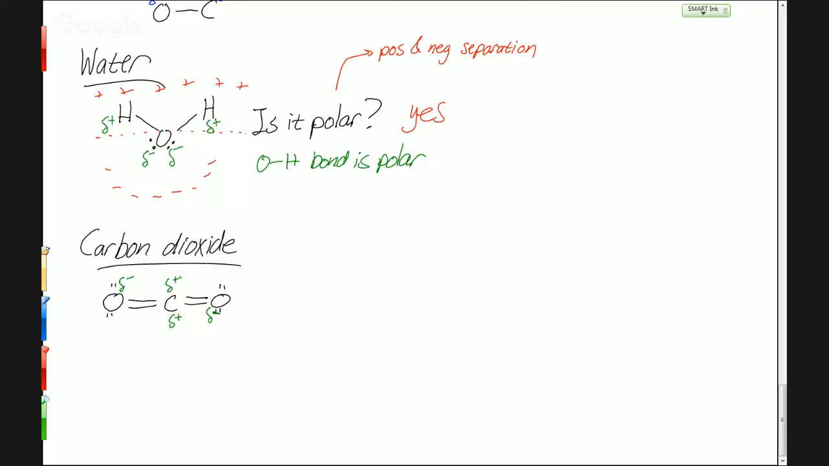So once again, we have separation of positive and negative. We have polar bonds within this molecule. But in this case, the overall molecule is not polar. Why do you think that might be? Carbon dioxide is not polar, even though it's made up of polar bonds. Why might that be? Yes. But it is a gas, but water is also a gas, depending on temperature.